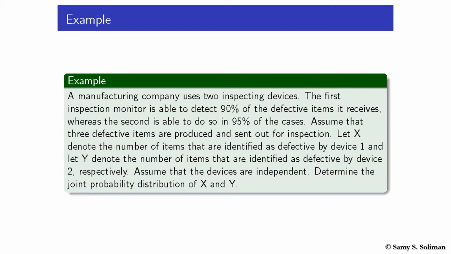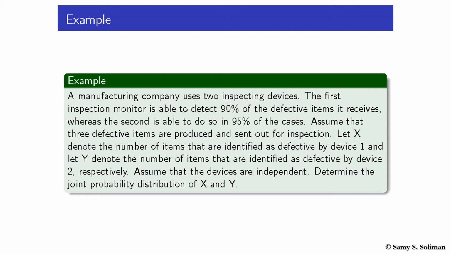In this example, we have a manufacturing company that uses two inspecting devices. The first inspector is able to detect 90% of defective items it receives, whereas the second is able to do so in 95% of the cases. Assume that 3 defective items are produced and sent out for inspection. So we have 2 ways of inspection. One of them is successful 90% of the time and the other is successful 95%.